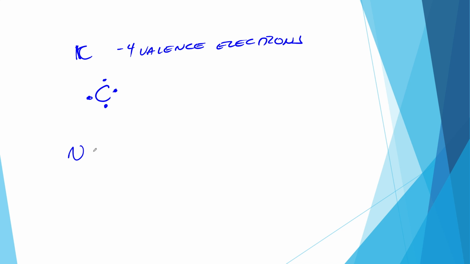So for example, carbon has 4 valence electrons. And so we have carbon: 1, 2, 3, 4. This is the Lewis dot structure for carbon, just by itself. And let's talk about nitrogen. It has 5 valence electrons.